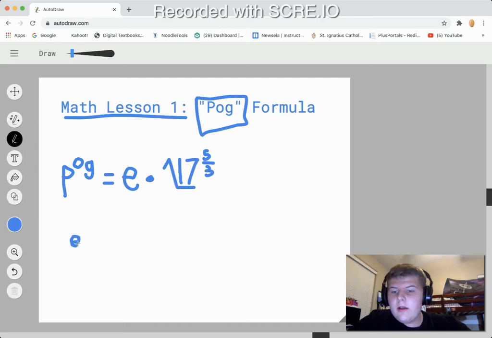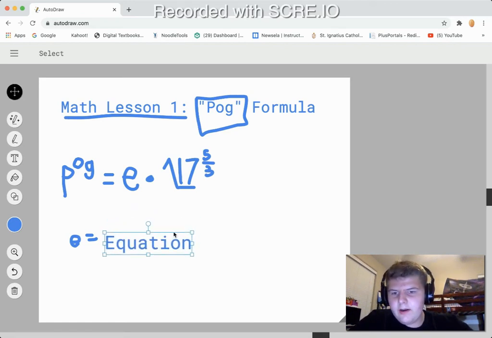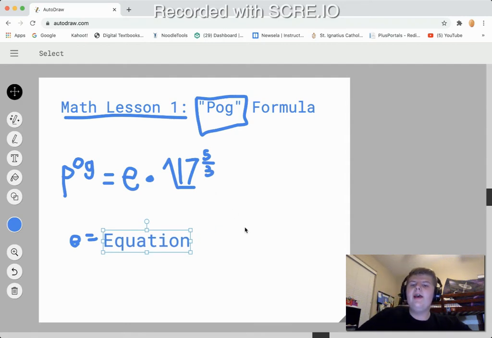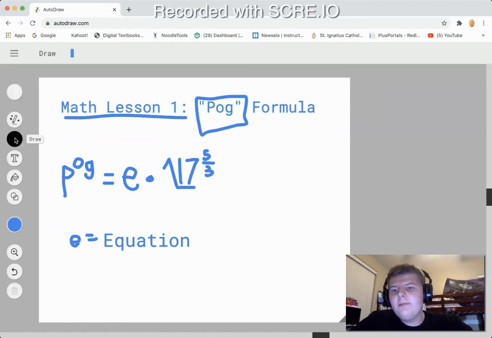Now, E in this case is equal to equation. So we got the equation right here. And so you multiply any equation that you have by the antiroot of 17 to the 5/3 power. Now, if you have a fraction power, you could just make it, for example, in this case, the 5th root of 17 cubed. That's what you could do. But because of this antiroot right here, you actually can't simplify it to do that. It's really weird, but that's an antiroot for you.